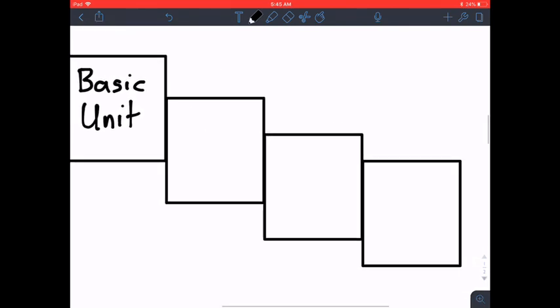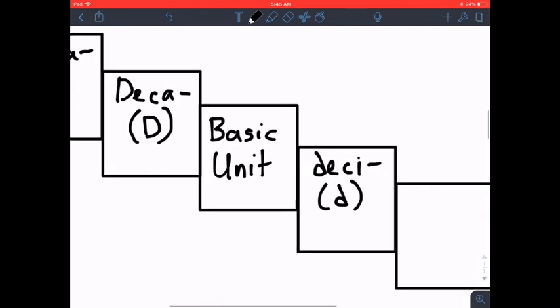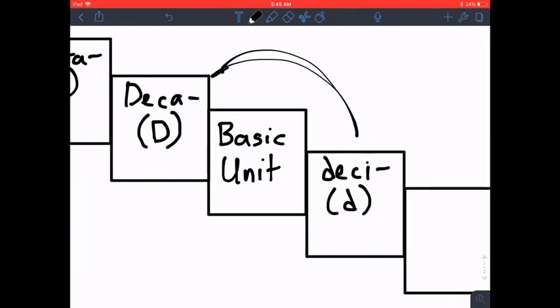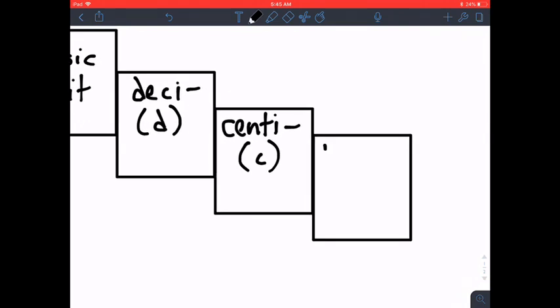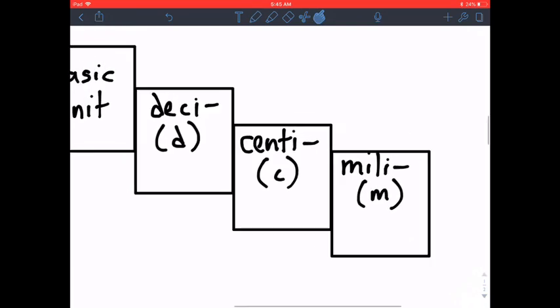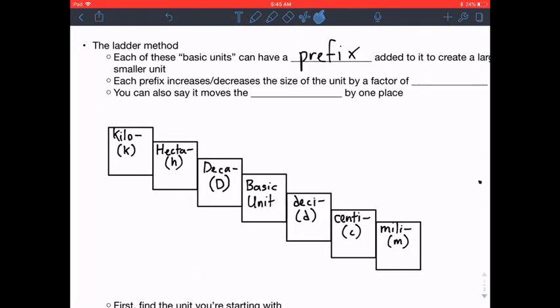The smaller units use the prefixes deci, which is a lowercase d. Don't get deci and deca confused. Okay, deca always is uppercase, deci is lowercase. Smaller than a decimeter is a centimeter, which we do use all the time. It's just a convenient size. And then smaller than that is a millimeter. Now, these go way smaller or way bigger, but we're just going to focus on these 6 prefixes.